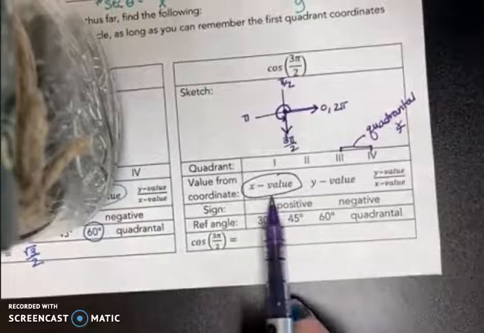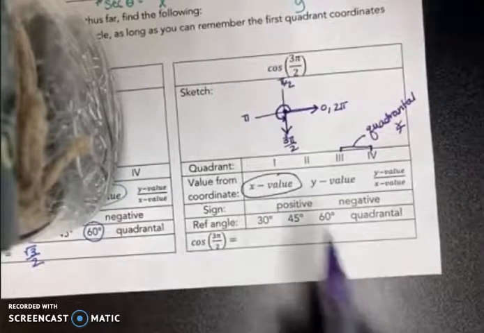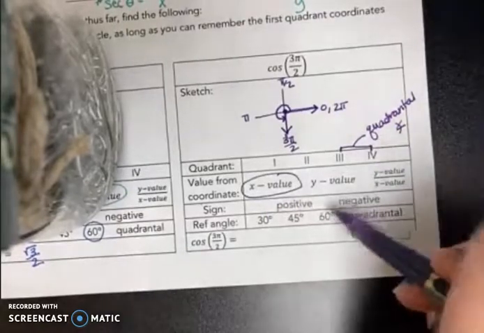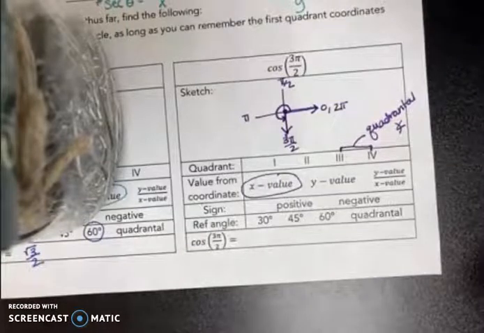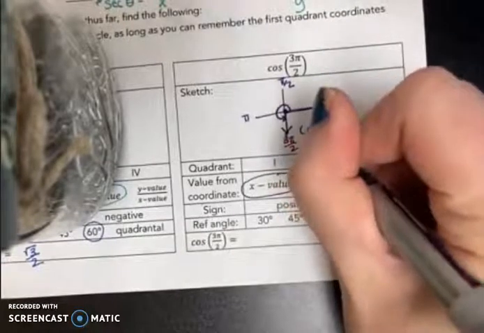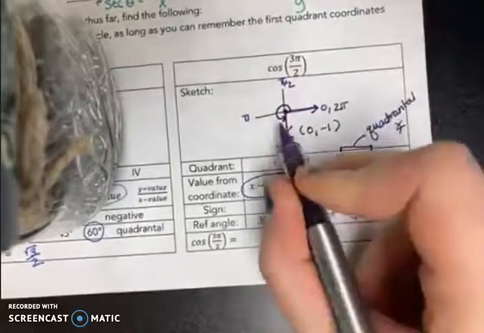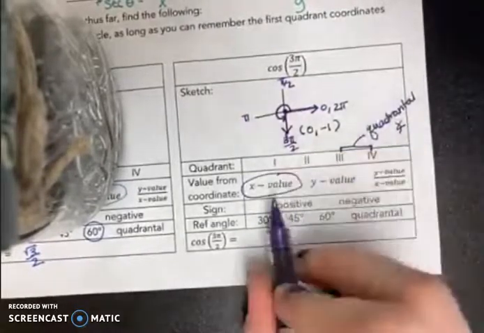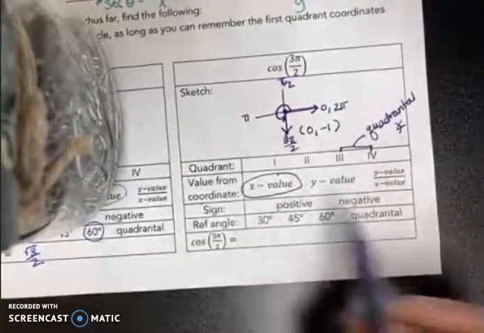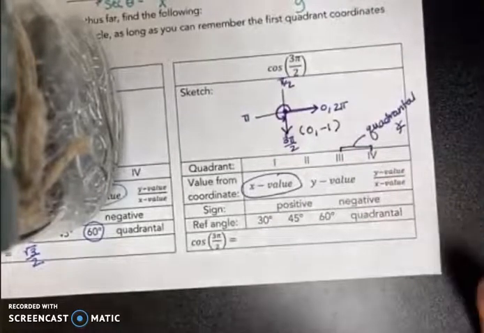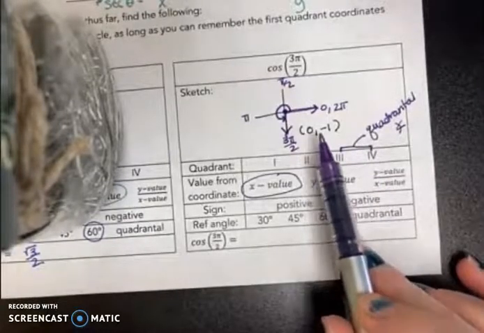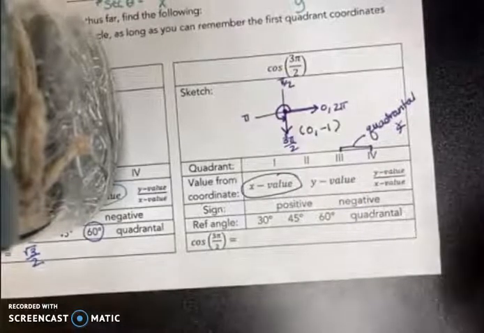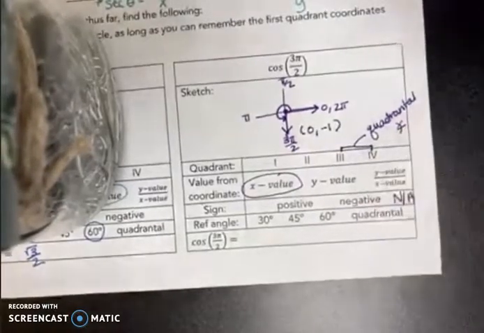So the x value is going to be, I have to determine positive or negative. Well, the good thing is you should already know the coordinate of your quadrantal angles. I know that this coordinate right here is 0, -1. So because I've moved down, and I didn't move left or right, when it says sign, I mean, the x value is 0, so that's not really positive or negative, so I'm just going to put not applicable.